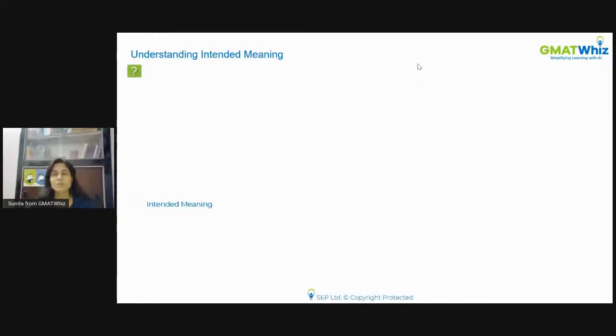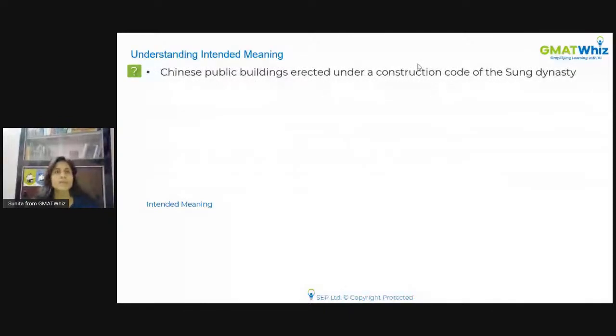So there's a totally dedicated section on this, understanding the intended meaning and how to go about doing it. It's a skill, believe me guys, that is going to really help you in CR and RC questions as well. Okay, here we go. The other thing I wanted to say is that lots of times I've seen students not really focusing much on the ununderlined portion. I would say don't commit that mistake ever.